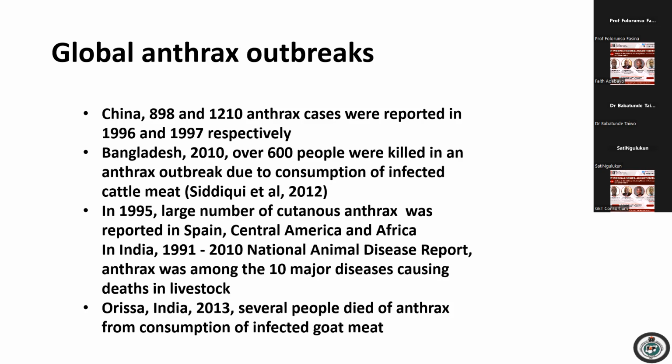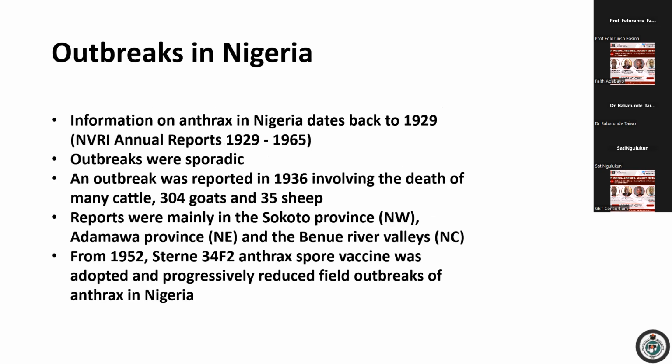So from all this, you can see that most human infection arises from either contact with or consumption of animal meat or animal products. In Nigeria, information on anthrax outbreaks dates back to 1929. Based on the NVRI annual report of 1929 to 1965, there were a lot of reports of outbreaks of anthrax in Nigeria, and most of those outbreaks were sporadic.